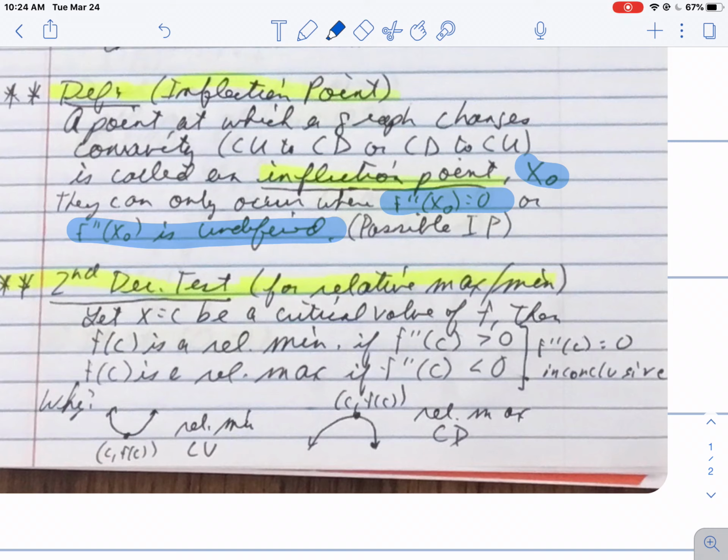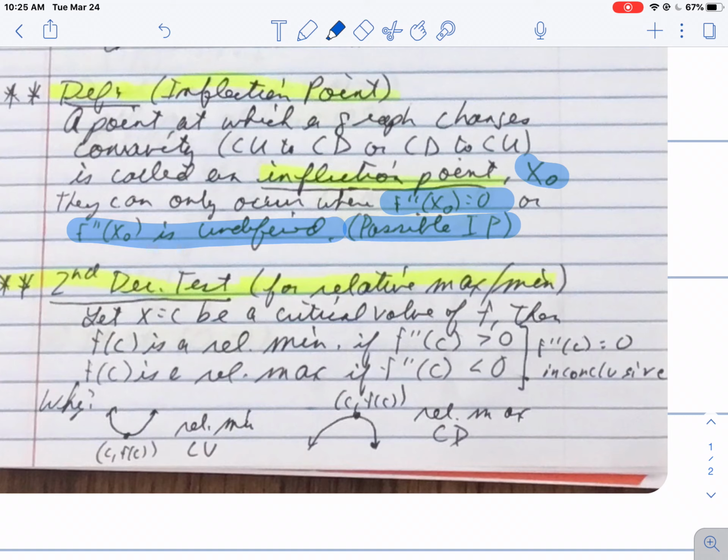And then we could make that observation about relative max and relative min. Exact same process here with concavity and inflection points, but we do it with the second derivative. So where the second derivative is either 0 or undefined, we have possible inflection points.